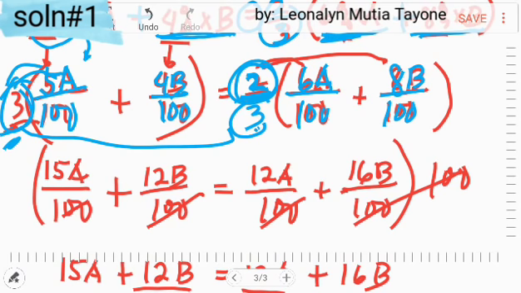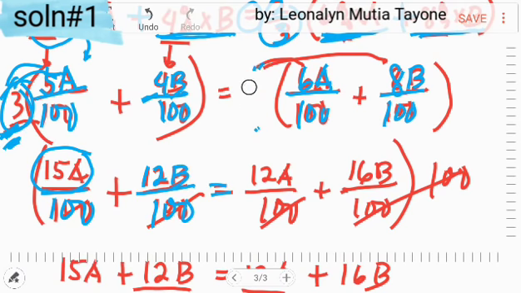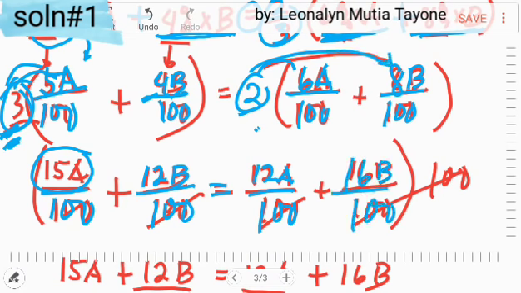So, 3 times 5, that is 15A over 100, because it is a whole number, so we only multiply the numerators. Next, 3 times 4B equals 12B over 100. Next, this 2, let me rewrite it. This 2 times 6A equals 12A over 100. Next, 2 times 8B, that is 16B over 100.